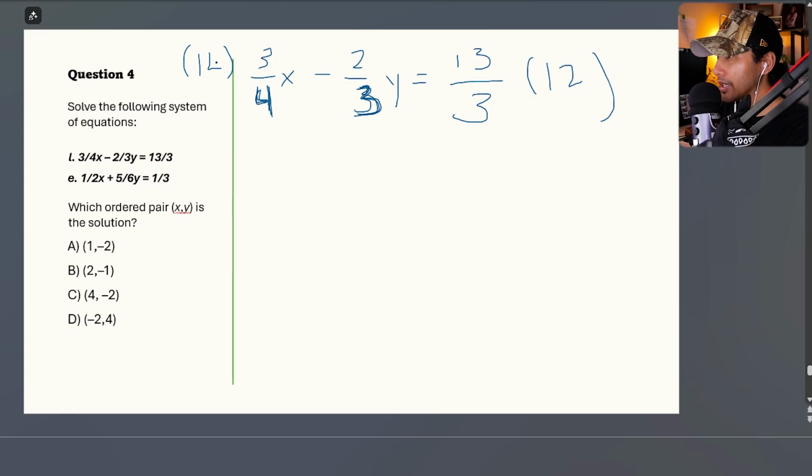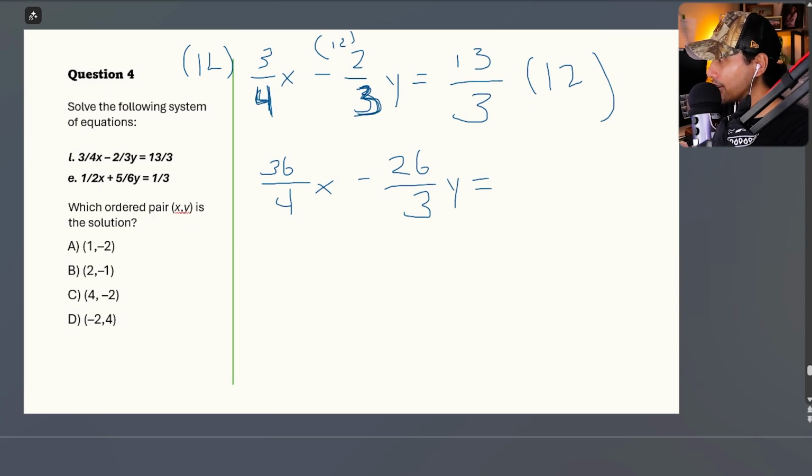And each term is going to get multiplied by 12. So I'll just put a 12 here too as well. So it's going to be 12 times 3 divided by 4, and then 12 times 2 divided by 3, and 12 times 13 divided by 3. So let's go ahead and do that. 12 times 3 is 36 divided by 4x minus 26 divided by 3y equals, and then 13 times 12.